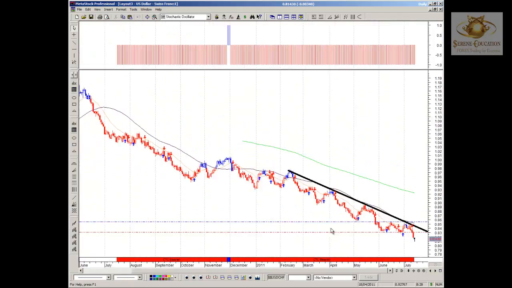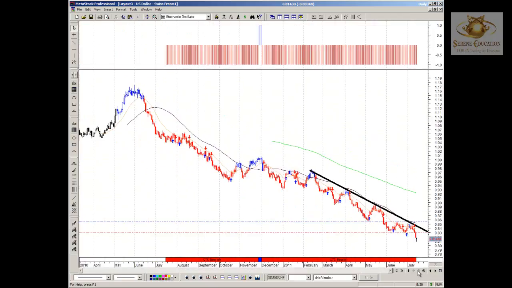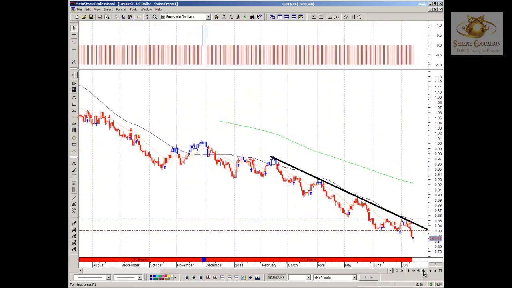Very negative for the US dollar. You can see where we've come from, and not looking all that great at the moment. Wrong one there.